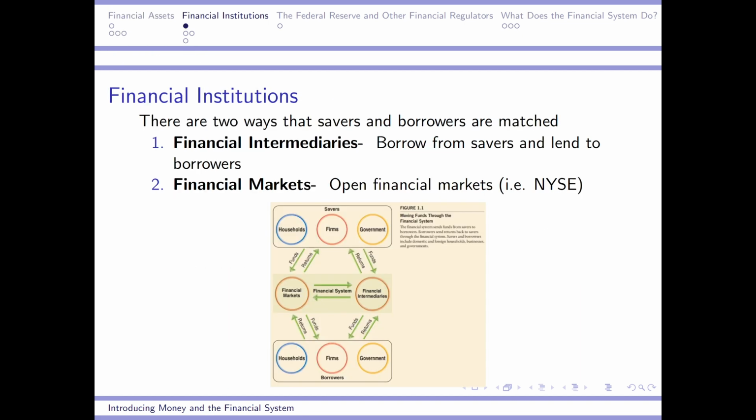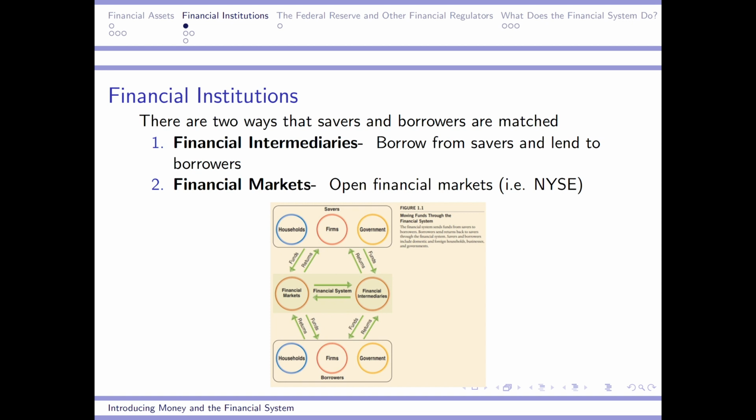Now, there are two different types of ways that we can trade all these different financial assets, and we do it through financial institutions. The first financial institution is financial intermediaries. The second one is financial markets. Financial intermediaries are market makers, finding people that want to buy something and people that want to sell something. The sellers sell it to the bank, who then sells it on to the buyer. So these are just financial intermediaries setting up the market.